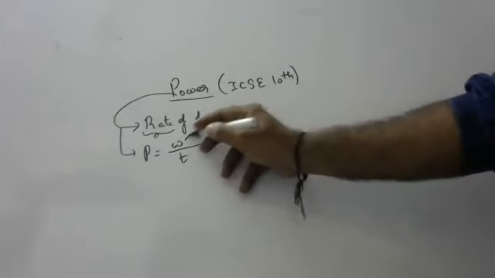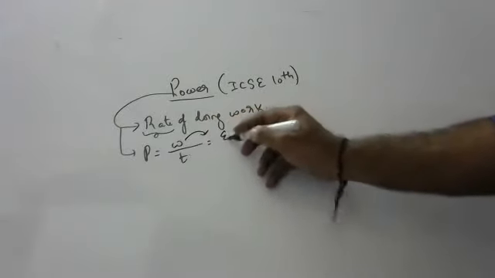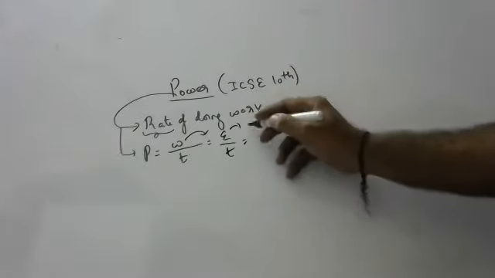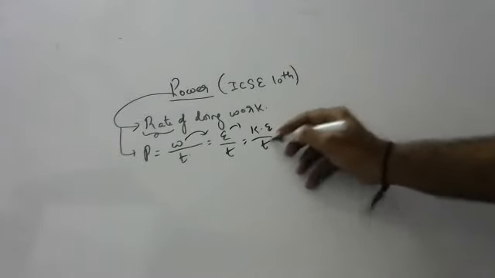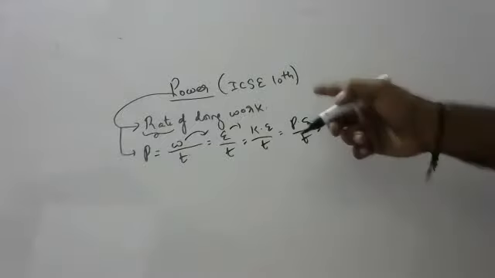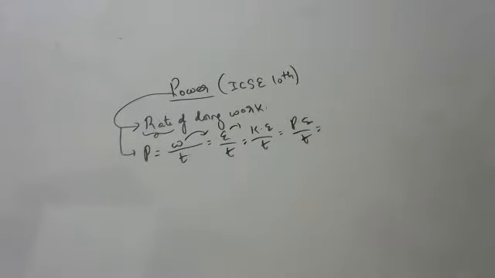So children, work and energy we know are the same, so we can write energy by time also. Children, there are different types of energies we all studied: kinetic energy, potential energy. Any energy you can write, but energy by time, work by time is power.